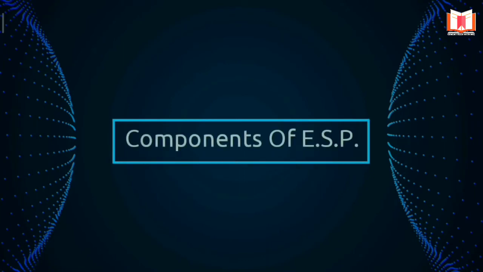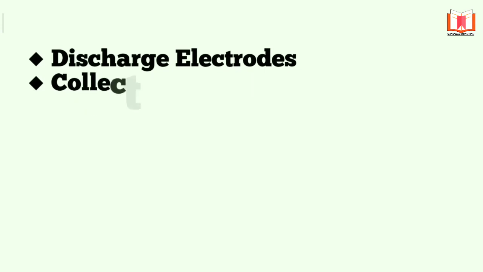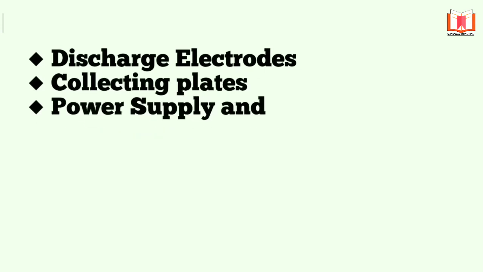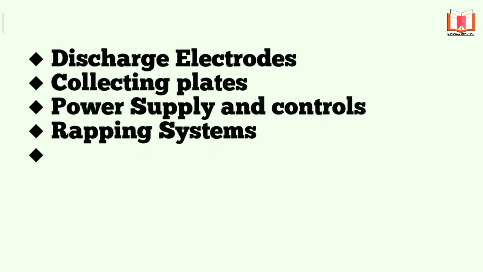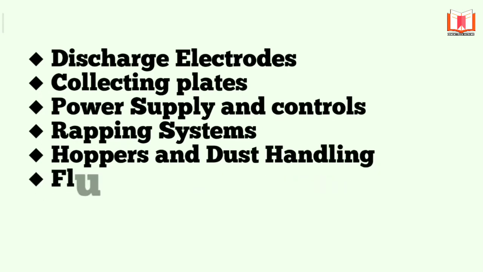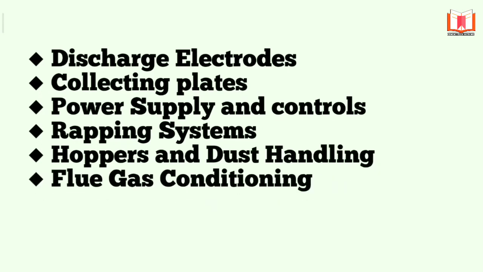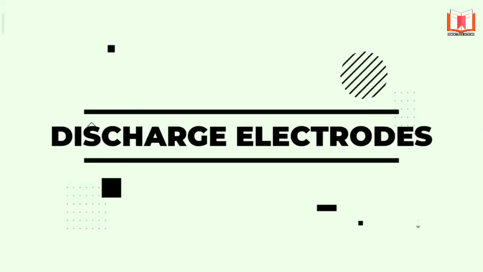Components of ESP. Discharge electrodes, collecting plates, power supply and controls, rapping systems, hoppers and dust handling, and the last one is flue gas conditioning. Number one, discharge electrodes.